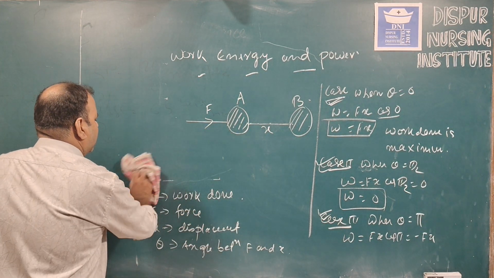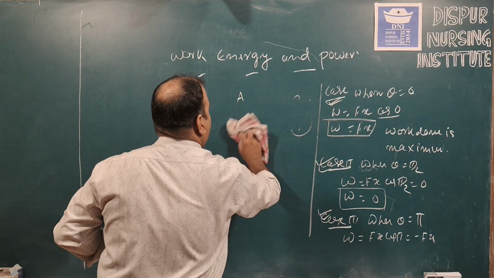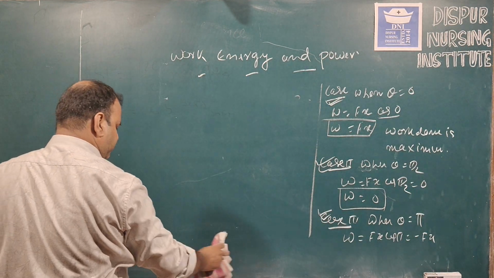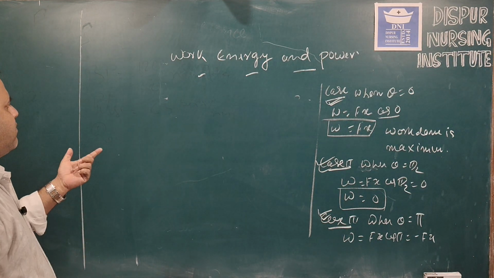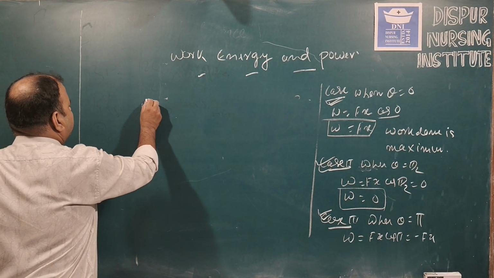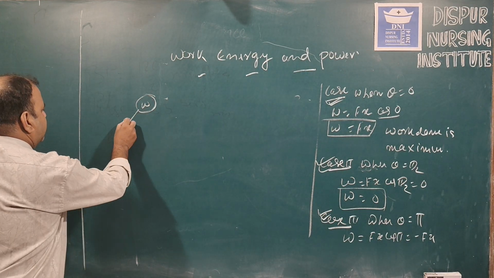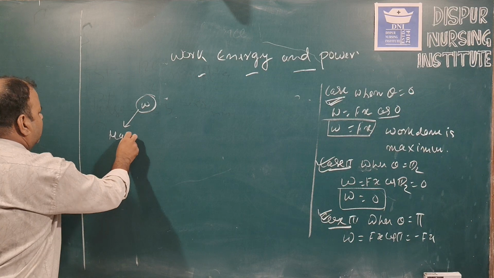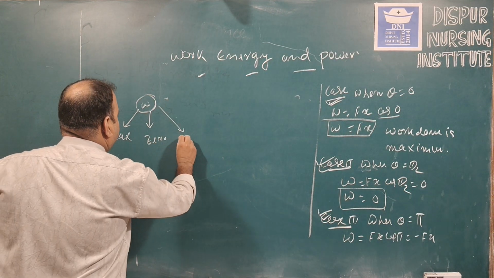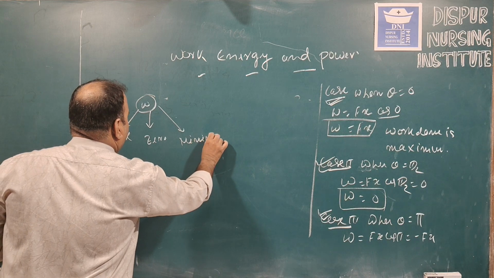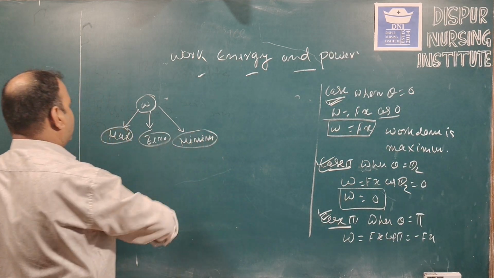Basically the unit of work is joule. The SI unit is joule and the CGS unit is erg. Work is basically expressed in terms of W, and there are three conditions: one is maximum work, one is zero work, and the other is minimum work. So maximum work done, zero work done, and minimum work done.